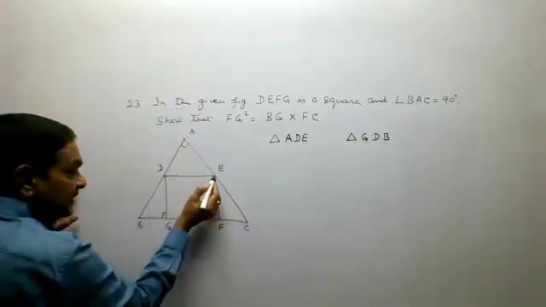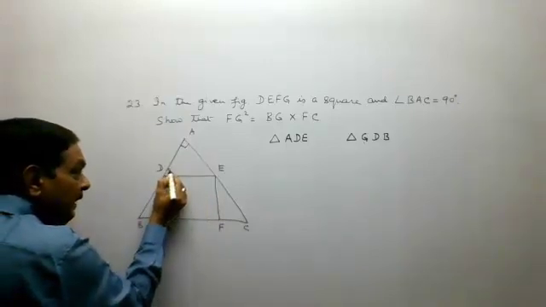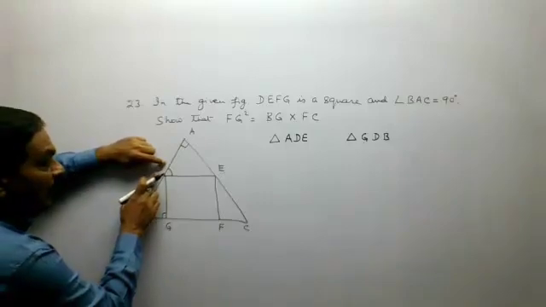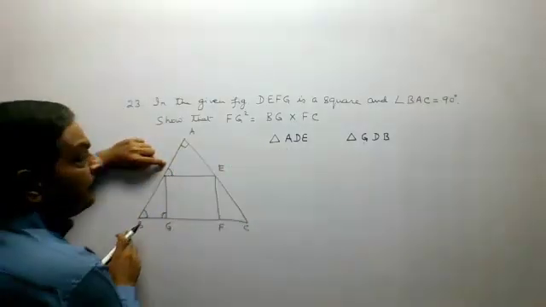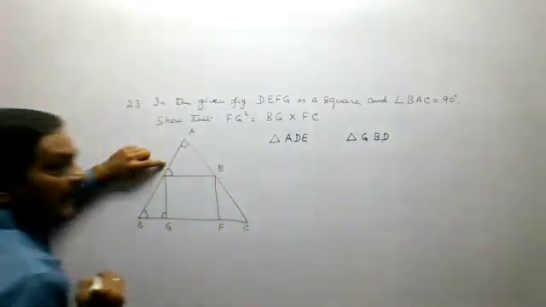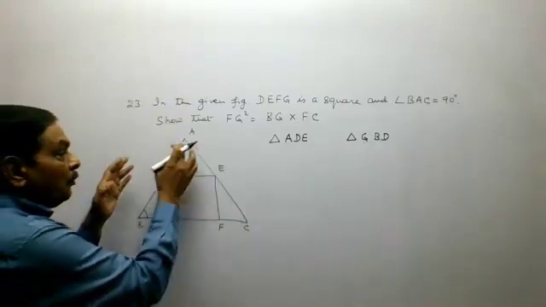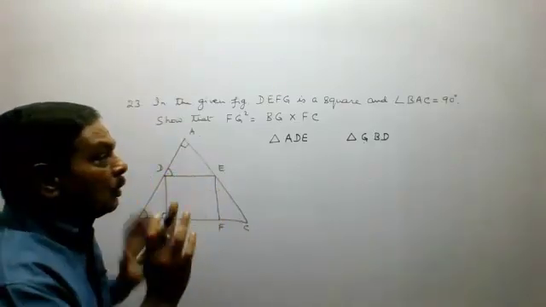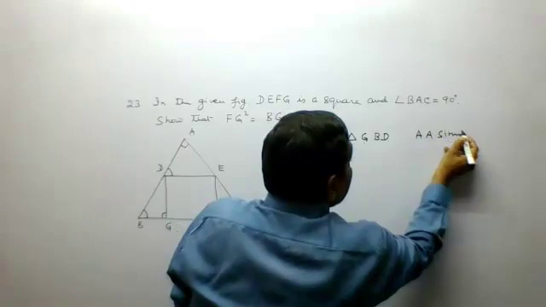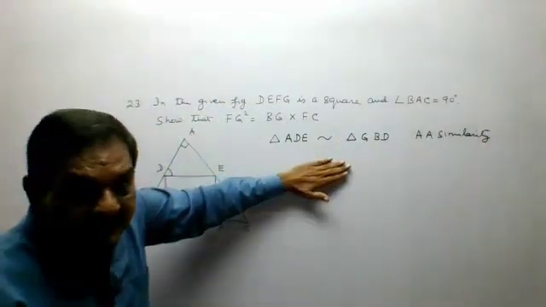Now since this is a square, this line is parallel to this line, so this angle is equal to this angle. Both are corresponding angles. That is, point D corresponds to point B, and point E corresponds to point D. So both the triangles have all angles equal. So by AA similarity, we can say that these two triangles are similar triangles.